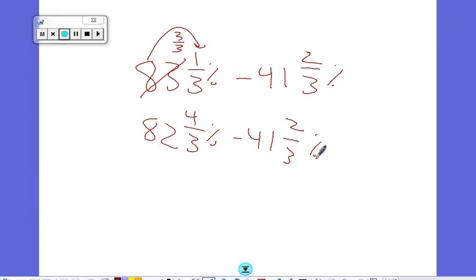82 minus 41 is 11. All right, so before we were interrupted, we were on our way to finishing this problem by subtraction. So let's subtract. What's 82 minus 41? 11. False. What's 82 minus 41? 41. And 4 minus 2 is 2.